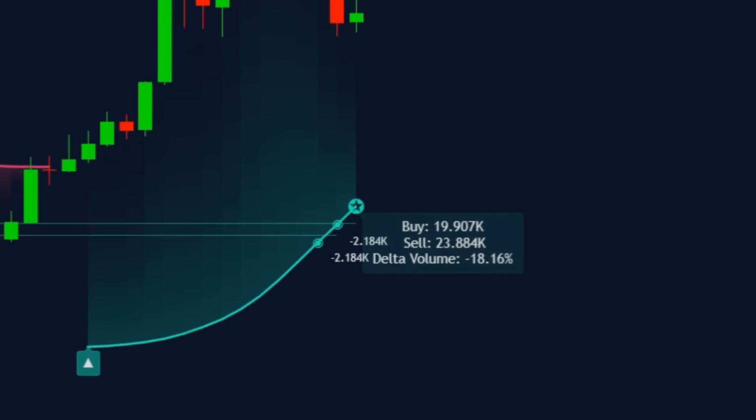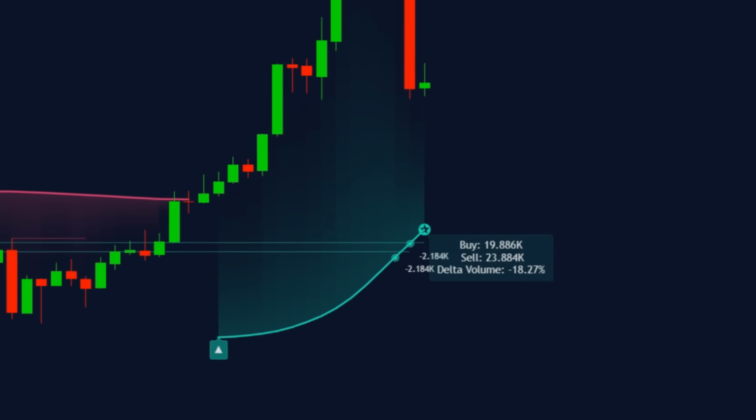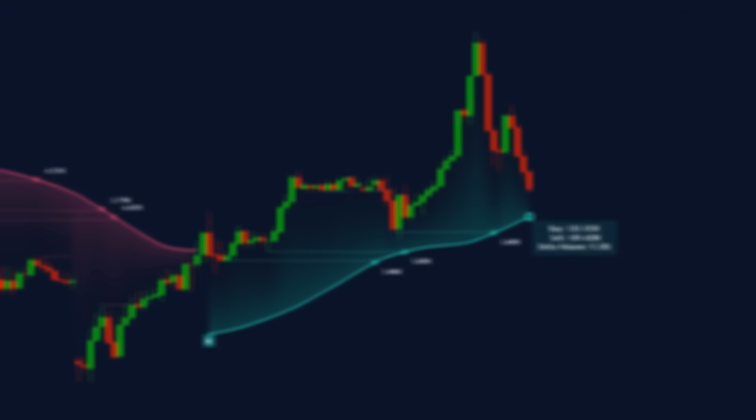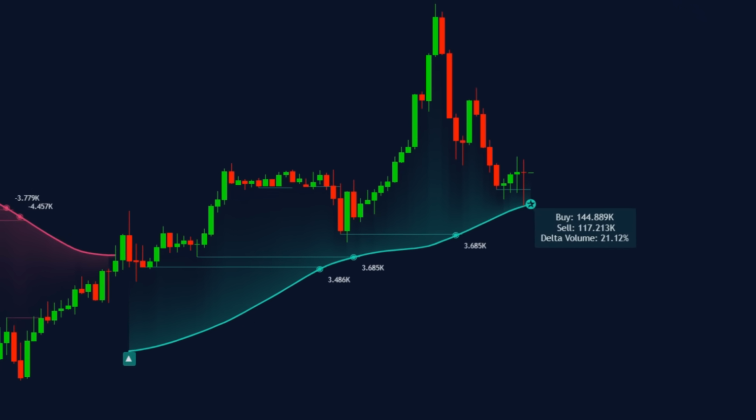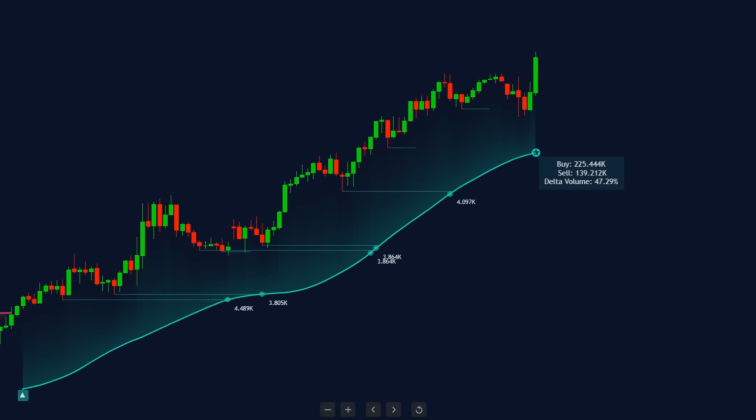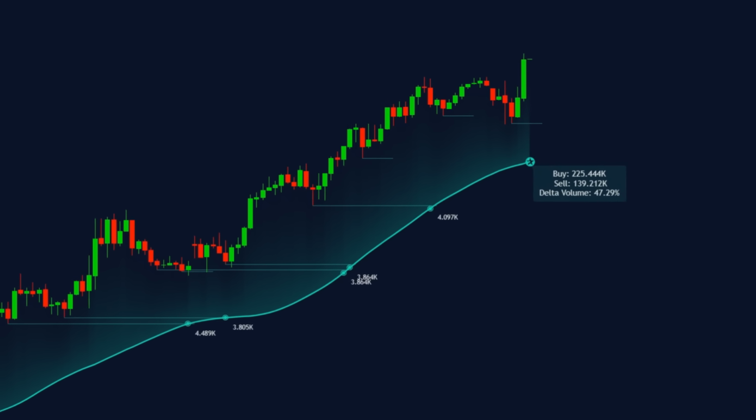This table breaks down the volume for the current trend in real time. It shows you exactly how aggressive the buyers or sellers are. Understanding this table is the difference between profit and loss. So, let's explain exactly how it works. The table gives us 3 critical numbers. Number 1 is buy volume.